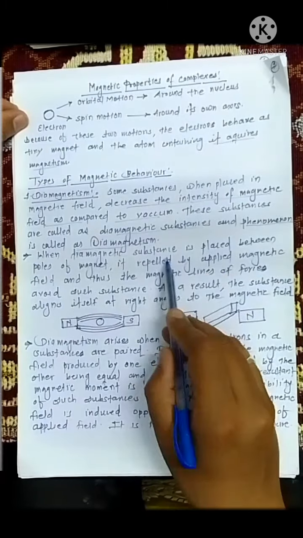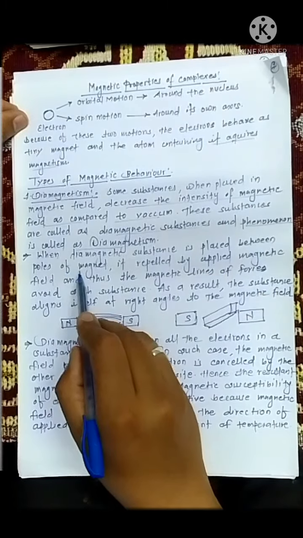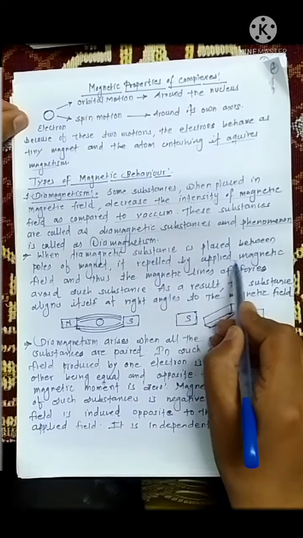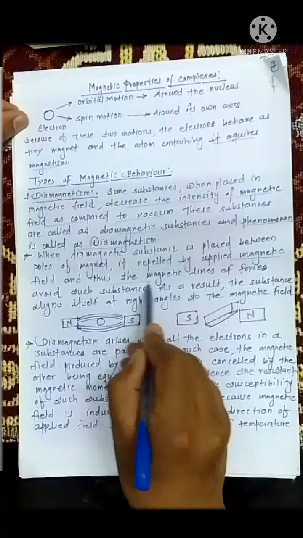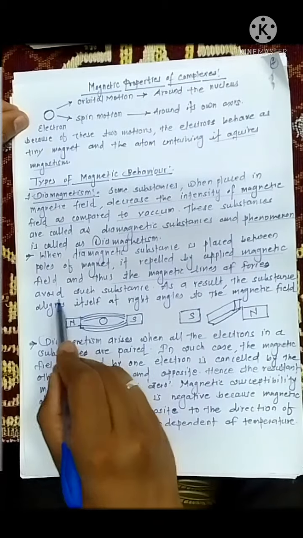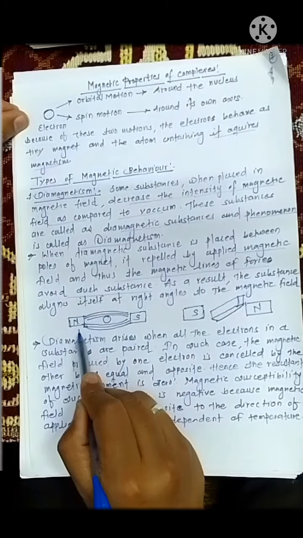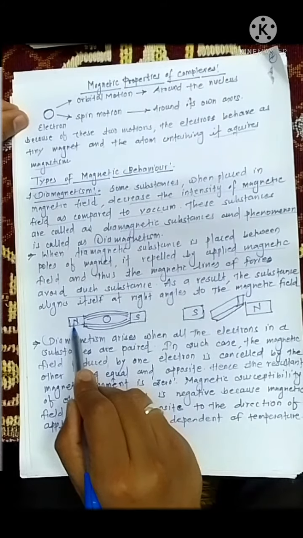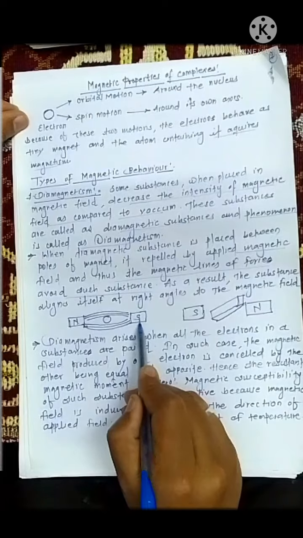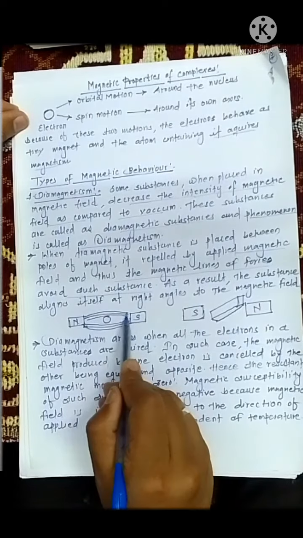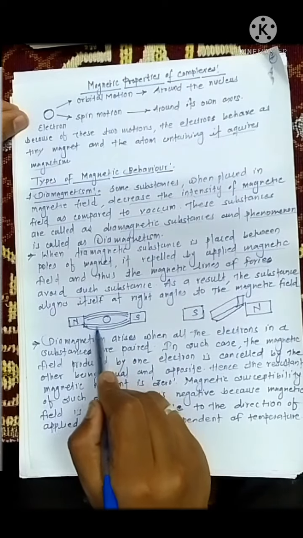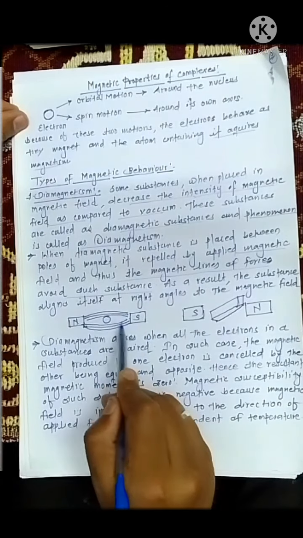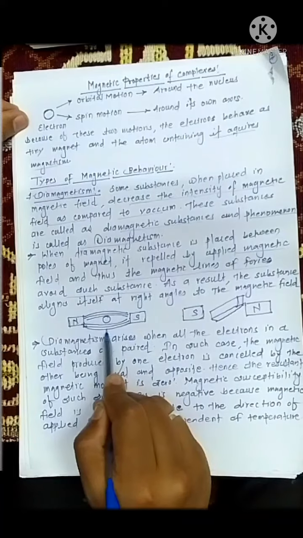When a diamagnetic substance is placed between the poles of a magnet, it is repelled by the applied magnetic field, and thus the magnetic lines of force avoid such a substance. Just see here, this is your magnet, this is the north pole of the magnet, this is the south pole of the magnet. The magnetic lines of force avoid such substances which are diamagnetic in nature.